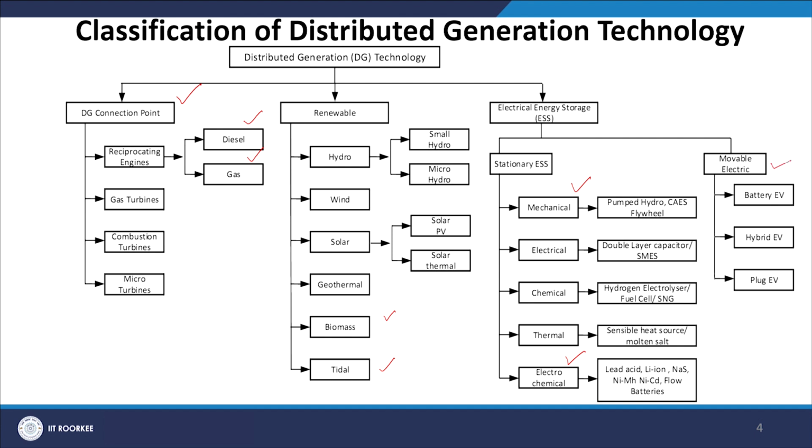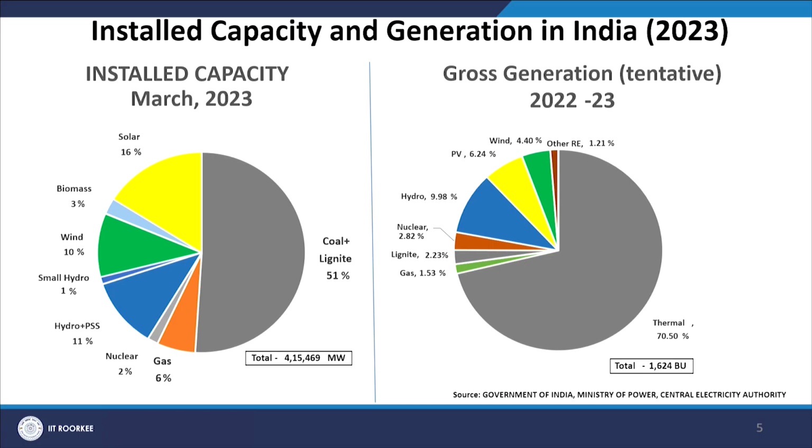Now, in case of movable electric, we can think of your electric vehicle battery, hybrid electric vehicle applications, as well as plug-in EV devices. Now, if you focus on the installed capacity and generation in India, specific to the year 2023, which is recent past, as you could see from the diagram, the installed capacity is close to 415 gigawatt, and you can easily observe approximately 16% installed capacity is from solar energy.